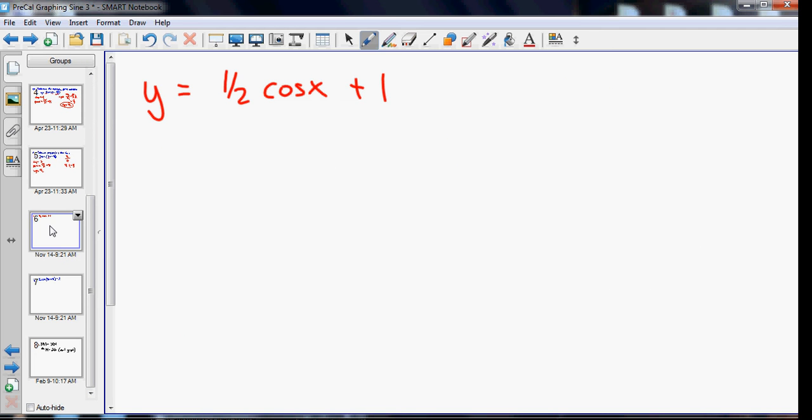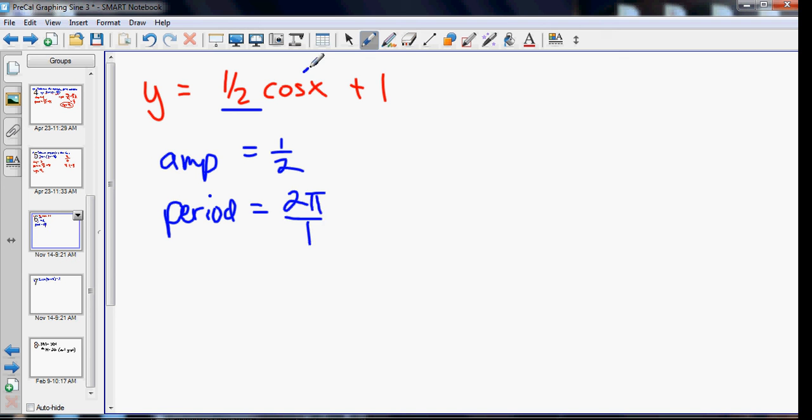Now, we see this plus 1. Notice it is not inside parentheses. If they mean for it to be inside parentheses, they have to write parentheses. So there are no parentheses. This tells you this is outside the parentheses, which means it is a vertical shift. This is the letter D if you look back at the original equation. So since it's plus, that tells us it's moving up. And it's moving up 1 unit. So this has an amplitude of 1/2, a period of 2 pi, and it is being shifted up 1 unit.